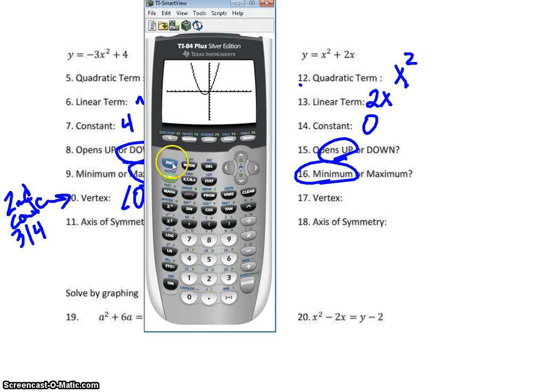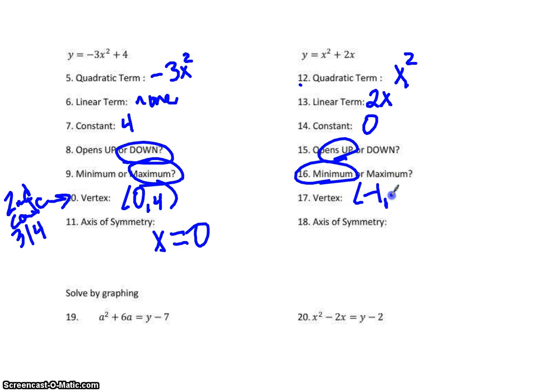So to find this vertex, you're going to go second, calc, number 3 for minimum. You're going to go to the left until you get before it. Enter. You're going to go to the right until you get past it. Enter. Enter. And we have -1, -1, because remember you can round. So -1, -1 is my vertex. That makes my axis of symmetry x is equal to the x value of the vertex, -1.